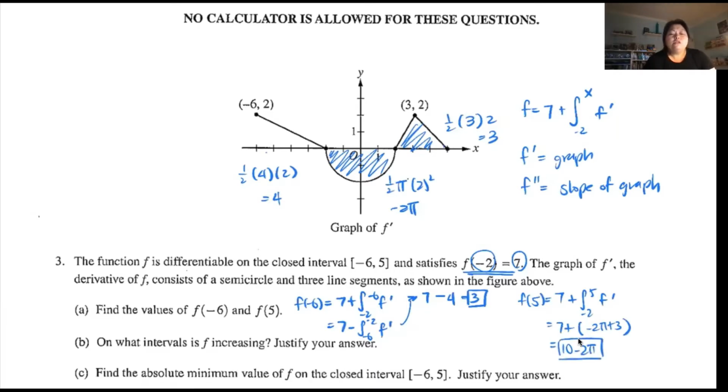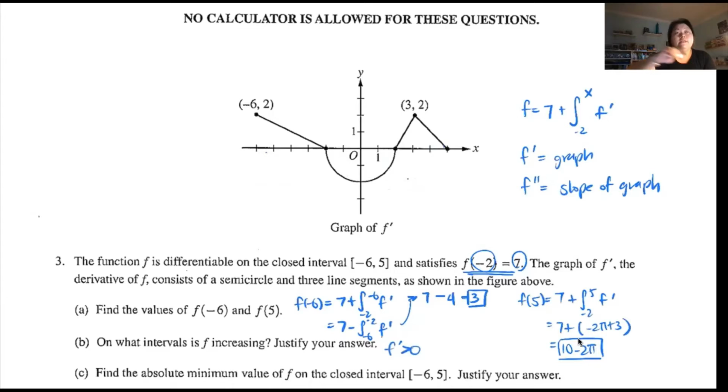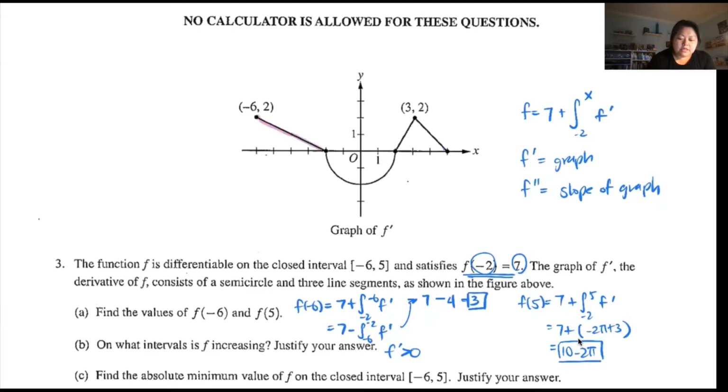Okay. So part B, on what interval is f increasing? So if we take a look at our graph again, let me clean some things up here. Where is f increasing? You ask yourself, how do I know it's increasing? That is when f prime is greater than 0, right? F is increasing when the first derivative is greater than 0. Since this graph is our f prime graph, it is when the graph itself is above the x-axis. So where is it above the x-axis? It's above the x-axis here and here. So in the interval of -6 to -2 and from 2 to 5. Those are the intervals that f is increasing.